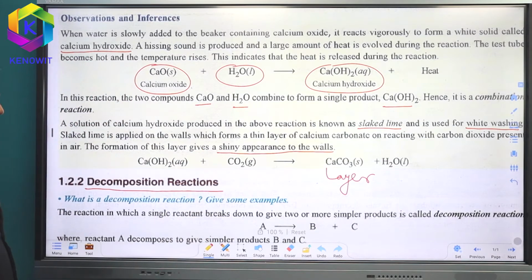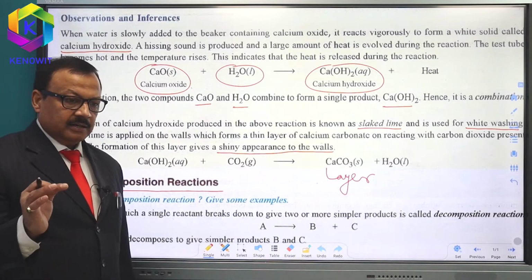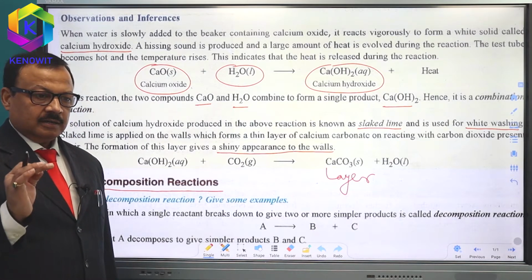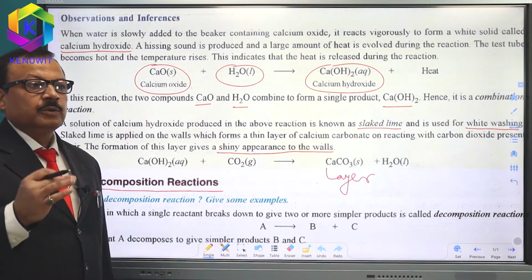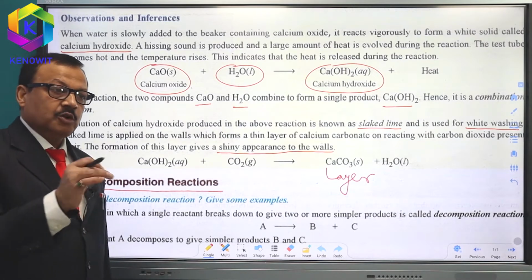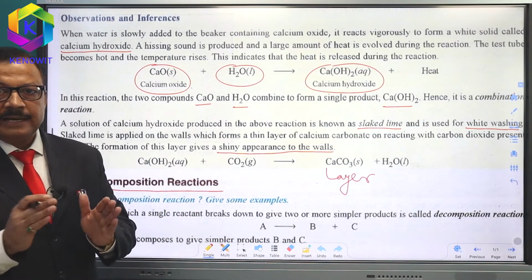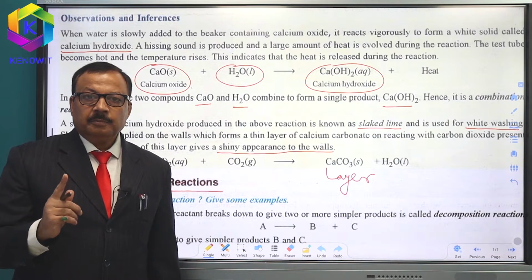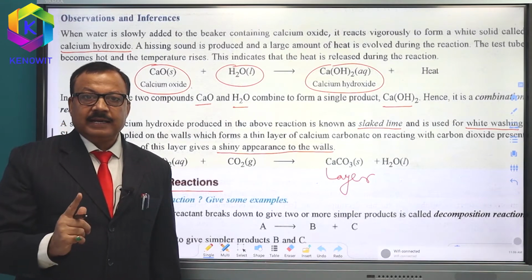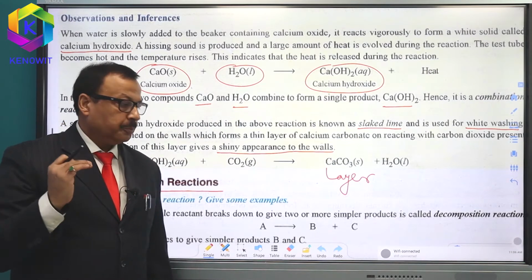What is decomposition reaction? Give some examples. The reaction in which a single reactant breaks down to give two or more simpler products is called decomposition reaction. In a nutshell, one reactant after decomposition gives more than one product. This is the reverse of combination reaction. In combination reaction, two or more reactants combine together and form a single product, but in decomposition, one single reactant gives two or more products.